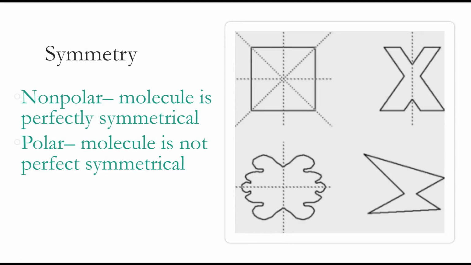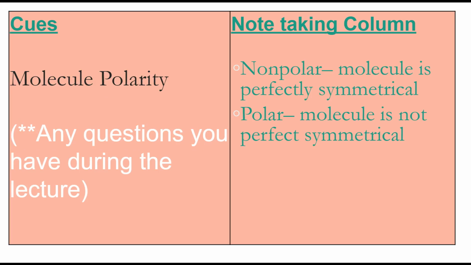So the thing that you need to know is that if you see a symmetry, if a molecule looks the same on both sides, that means that the molecule is going to be nonpolar. So if the molecule is perfectly symmetrical, you recognize it is a nonpolar molecule. If it is not symmetrical, meaning if there is an imbalance in some way, if it is not the same on both sides, then it is a polar molecule. So write these notes now.